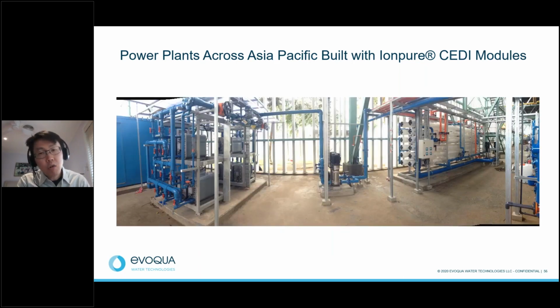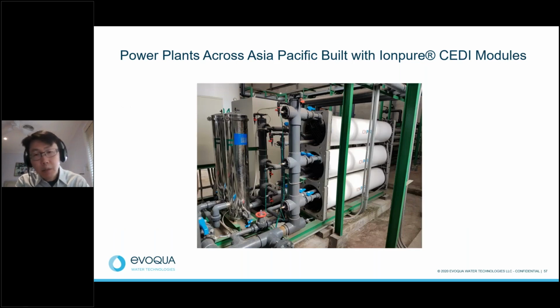So this is a power plant in Singapore where it's going to make use of the LX modules and the RO modules. As a rule of thumb, if the flow rate is less than 100 GPM, you can use the LX module. If the flow rate is more than 100 GPM, I think VNX modules are more suitable.